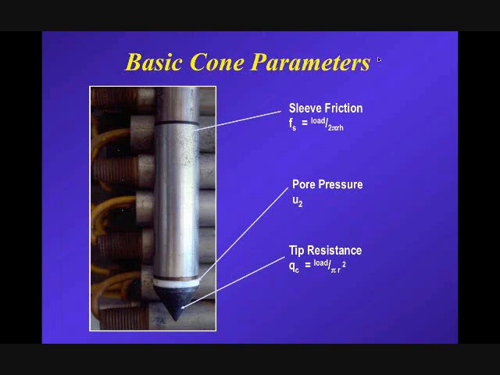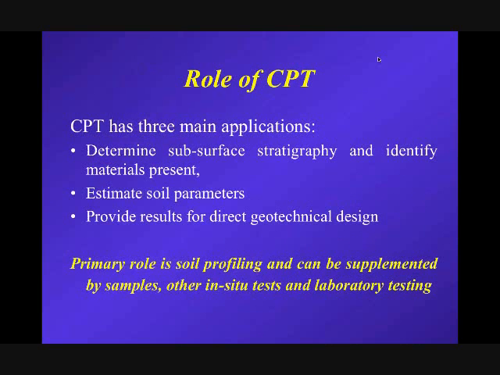And then there's a saturated porous element and a pressure transducer that measures the pore pressure. And that's typically located just behind the tip on the shoulder of the cone. So the cone will measure three things: tip, friction, and pore pressure, essentially continuously while the probe is pushed into the ground at a constant steady rate of 2 centimeters a second.